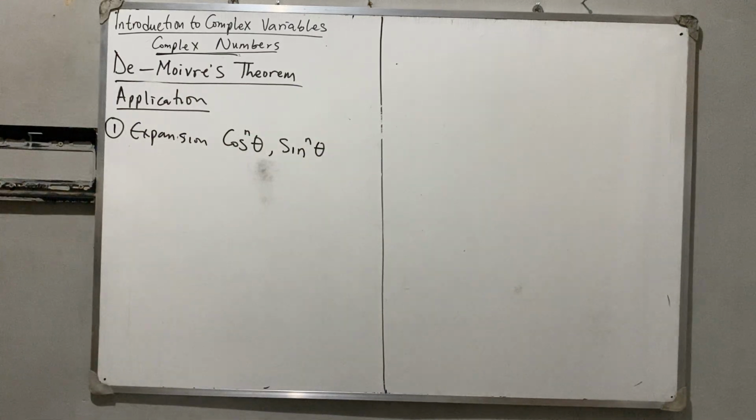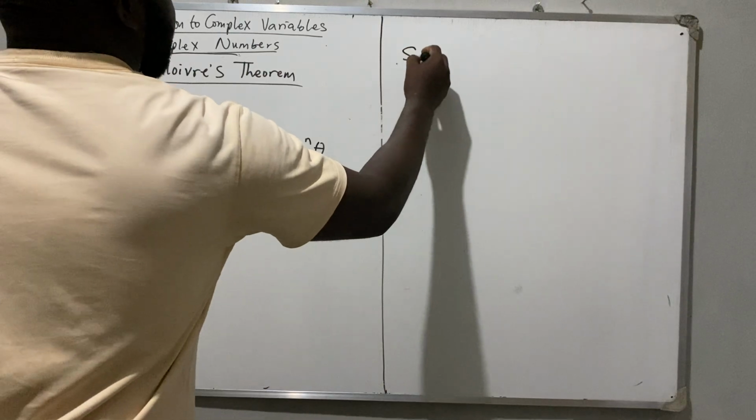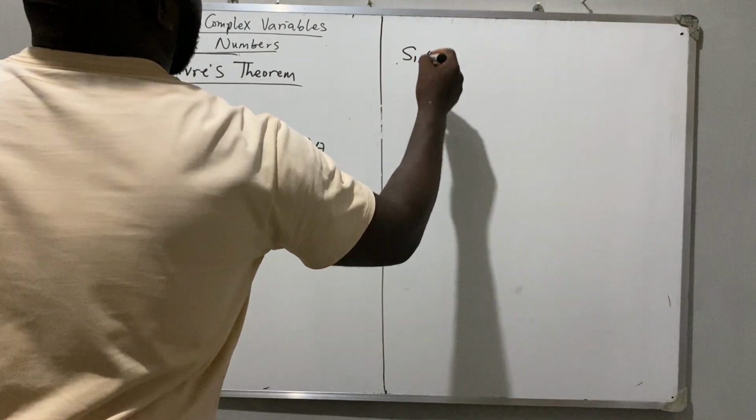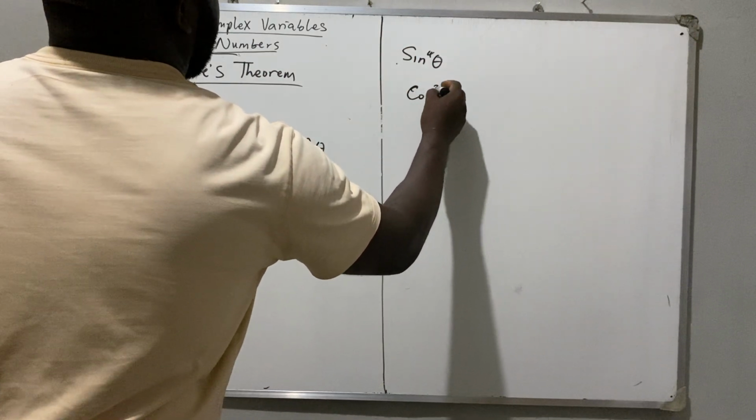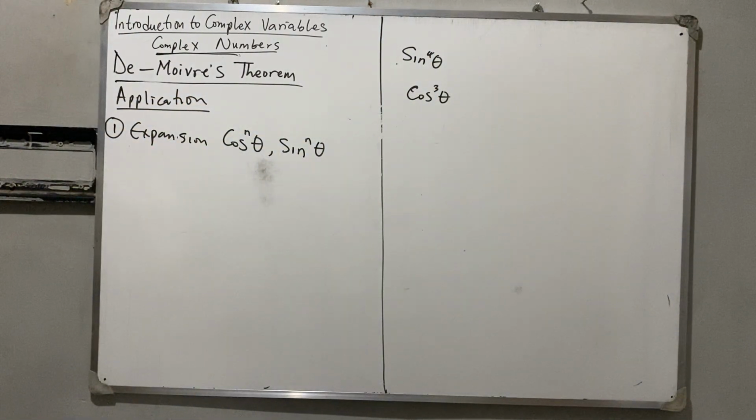So the De Moivre theorem helps us to expand sine n theta. For example, if they say you should expand sine 4 theta or cos 3 theta. So cos n something or sine n something, the De Moivre theorem will help you to expand that. So let us see that and see how it works.